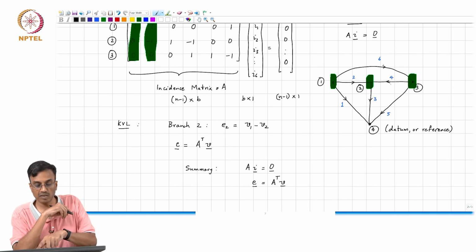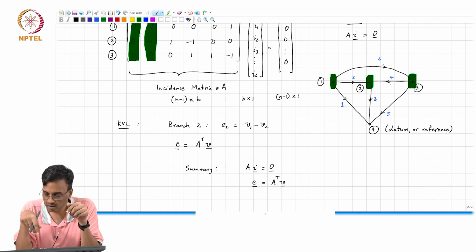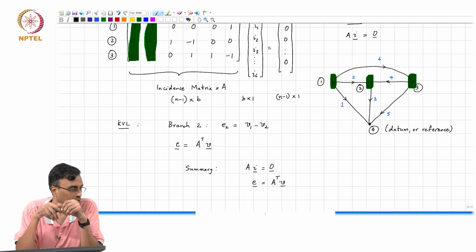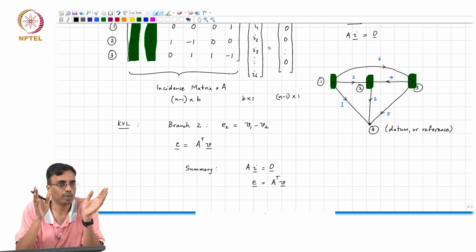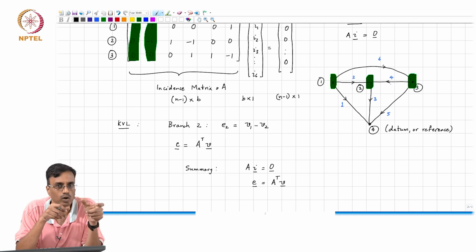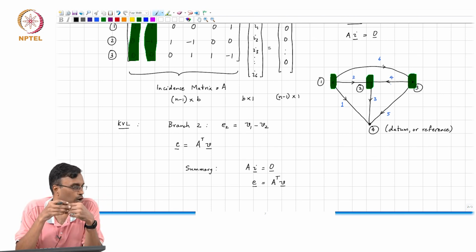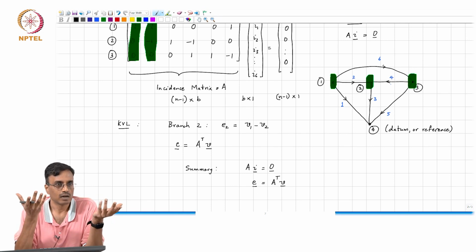Correct. This is not enough for us. He brings up a good point. These are not enough to basically find the actual voltages and currents. We still need some more information, right? What is that information? Well, we need to know how each branch voltage is related to the branch current. In a linear network, that relationship will be linear, right? In a nonlinear network, that will not be linear.